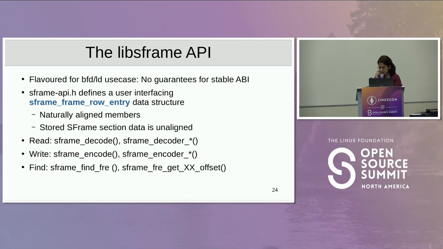At this point, I think it's also valuable to clarify that SFrame sections are unaligned on disk. The libsframe internally will handle the access so that there are no unaligned accesses, but the format itself is unaligned on disk. There are read, write, and find APIs, and if you want to look them up easily, they are all prefixed with the same string: sframe_decode, sframe_encode, and then for finding, there is sframe_find_fre and sframe_fre_get_offset.